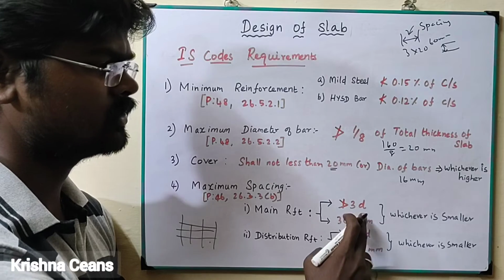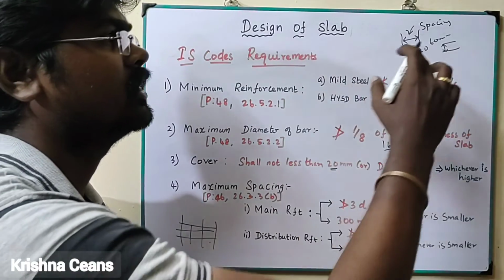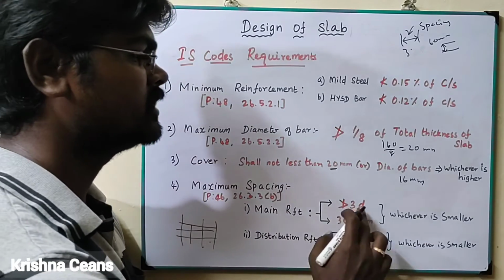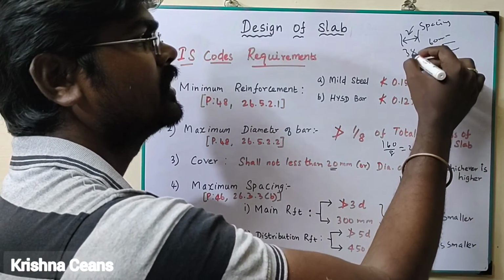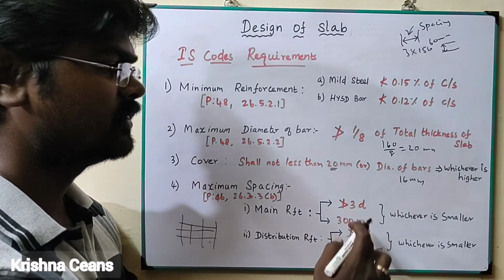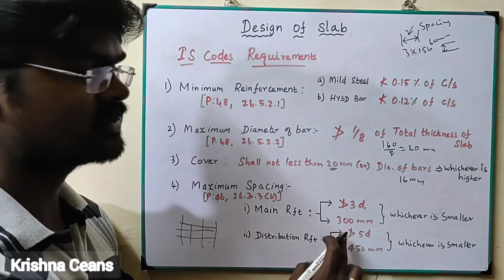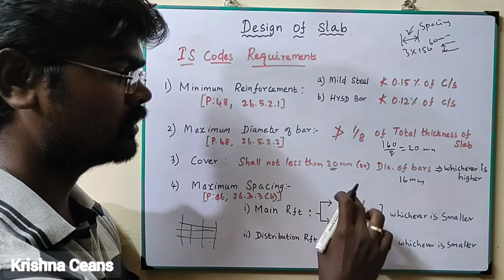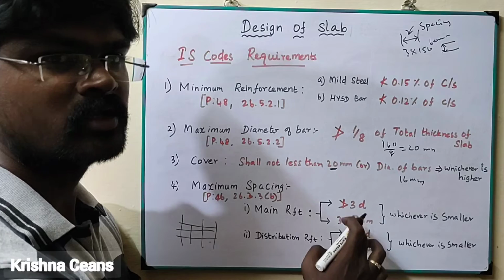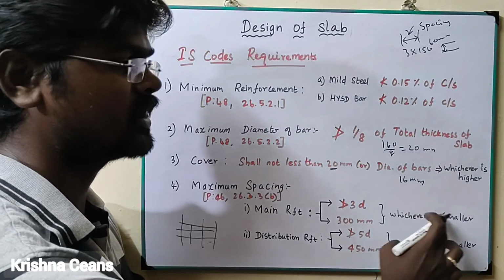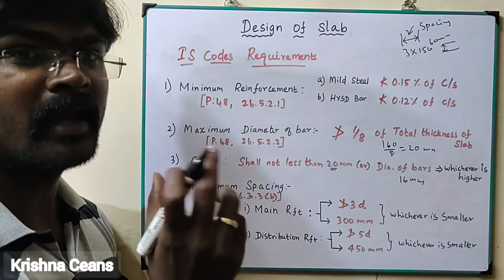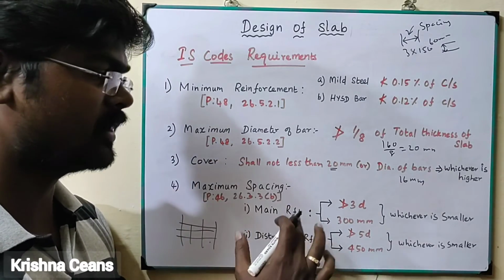Here D is the depth, not the diameter of the bar. D is the effective depth. In the case of 150 mm, 3 into 150 is 450. Here 300 mm is another condition. Among these two, whichever is smaller, 450 or 300 mm. So 300 mm is smaller, and we have to use 300 mm spacing from one reinforcement to another for the main reinforcement, not the distribution reinforcement.